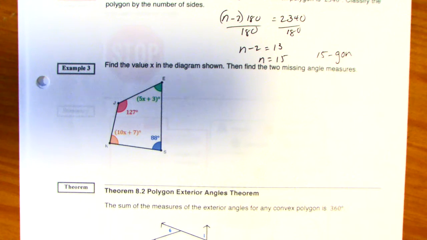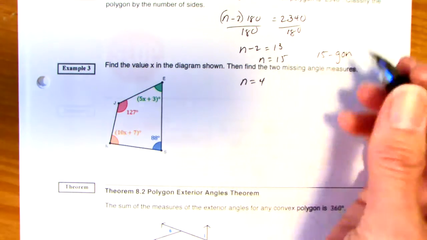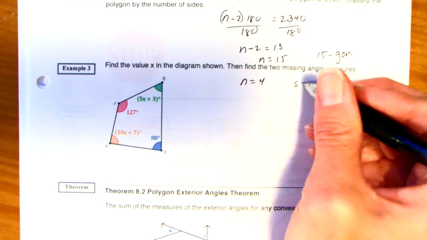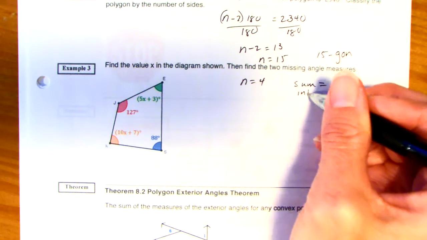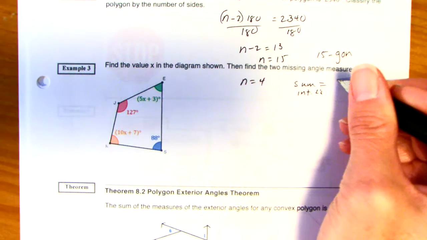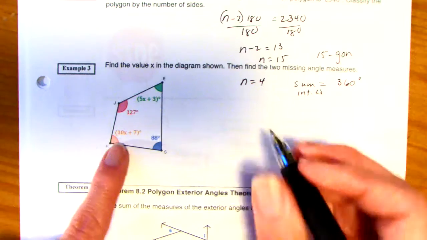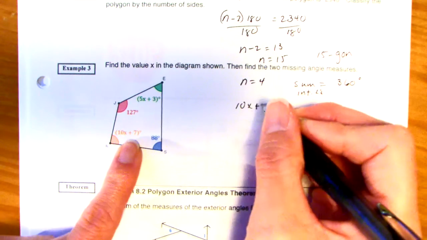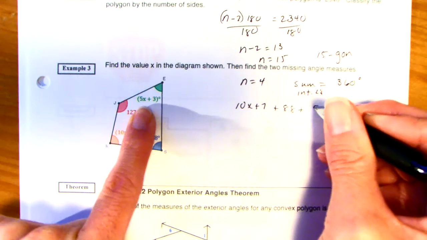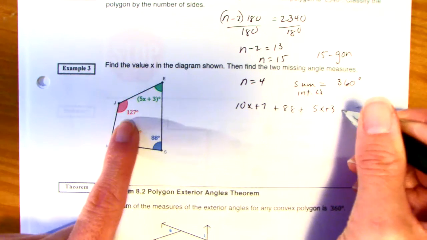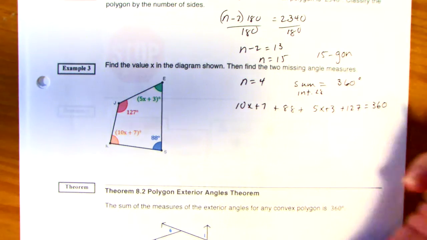Well, all those angles, let's see here, we have a 4-sided figure, n is equal to 4. According to our corollary, the sum of the interior angles is going to equal 360. So let me add them up. I have 10x plus 7 plus 88 plus 5x plus 3 plus 127 is equal to 360.